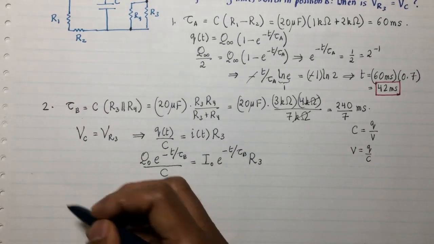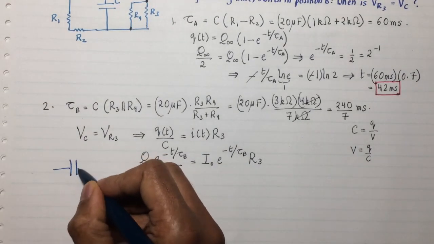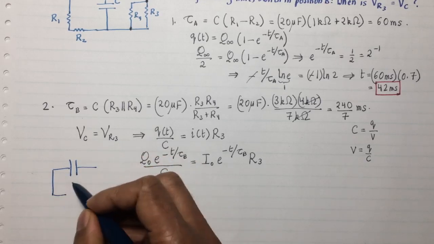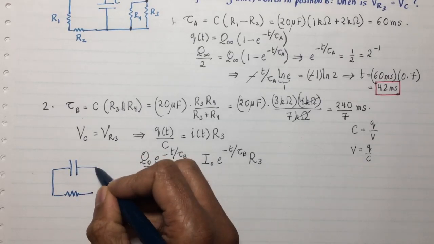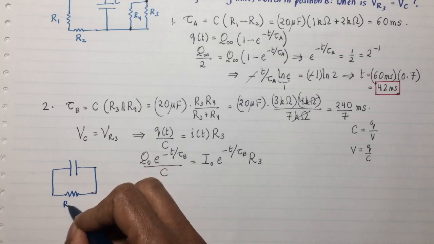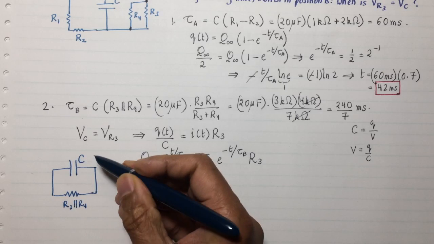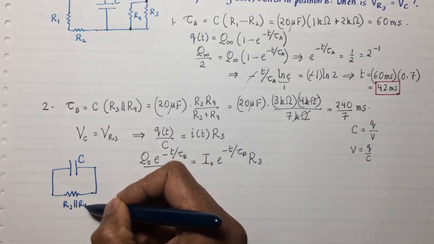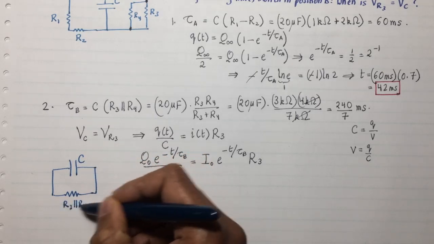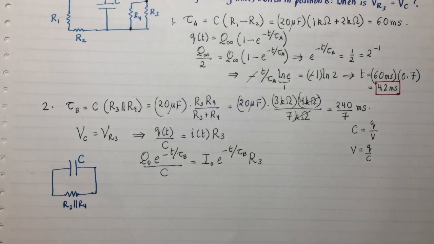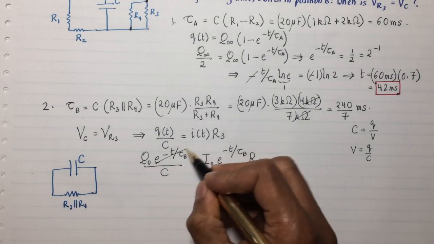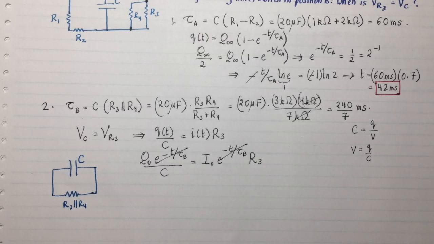So I have a capacitor which is basically sitting across a resistor combination, which is R3 in parallel with R4, and the voltage across the capacitor is always going to be equal to the voltage across the resistor combo. So this is basically telling us, oh, it's always going to be true. Let's actually use this to find the initial current in the circuit.